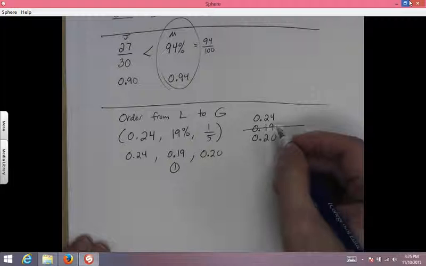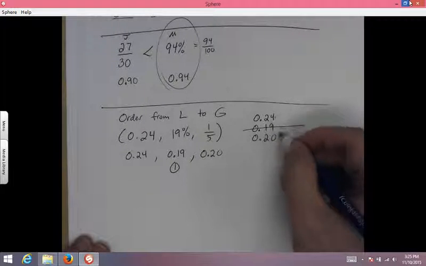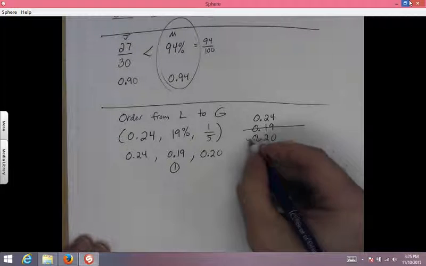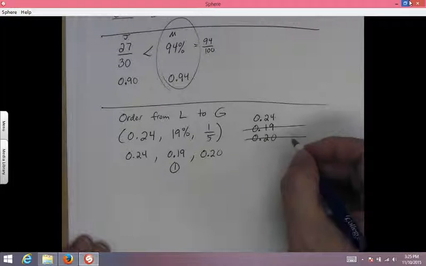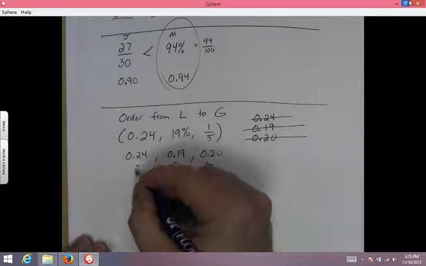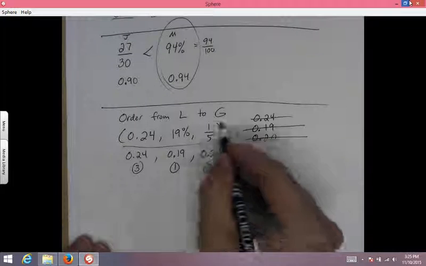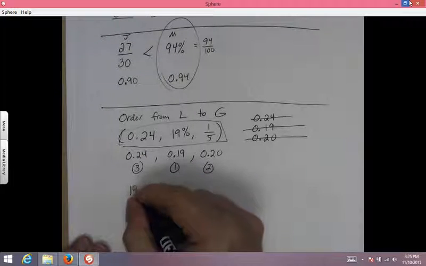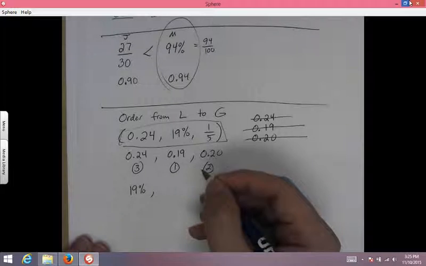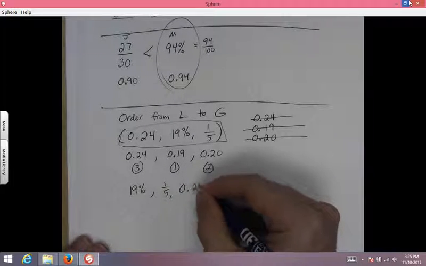So, next one, 2 and 2, doesn't help me out. Here I've got a 4 and a 0. Well, this is going to be my next least one, so I'm going to cross that out, put a 2 underneath that, and right here, that makes that my third one. So now when I write them back in order, I use the original terms from the question. So it's going to go 19% is my least, next is 1/5, and last is 0.24.